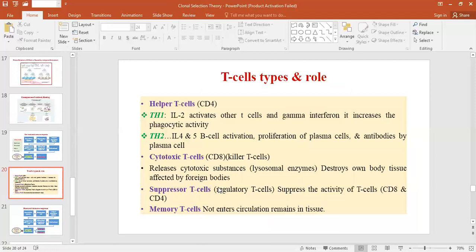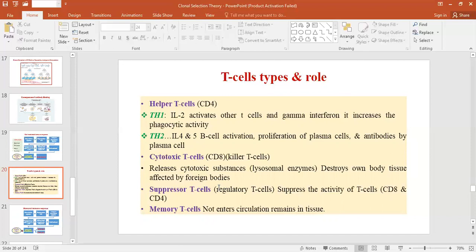There are four different types of T cells and their functions are mentioned here: helper T cells, cytotoxic T cells, suppressor T cells, and memory T cells. There are two types of helper T cell, Th1 and Th2. Th1 releases IL-2, which activates other T cells, and gamma interferon, which increases phagocytic activity. The other type, Th2, releases interleukin 4 and 5, causing B cell activation, proliferation of plasma cells, and antibody production by the plasma cells.